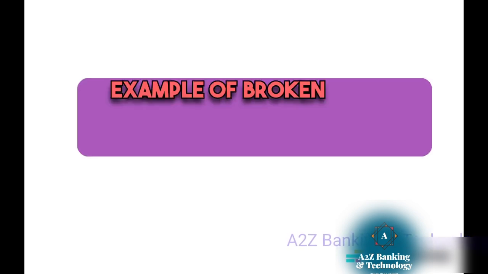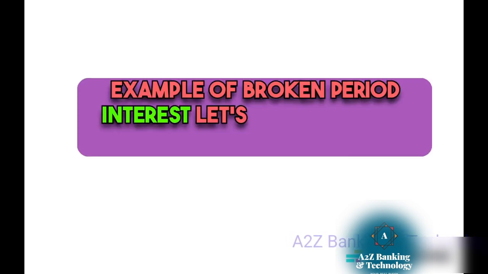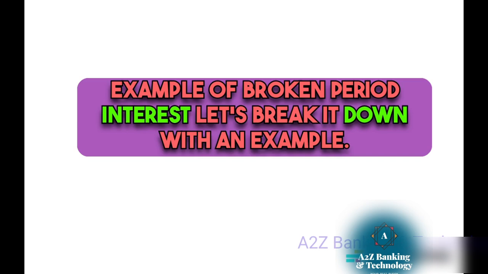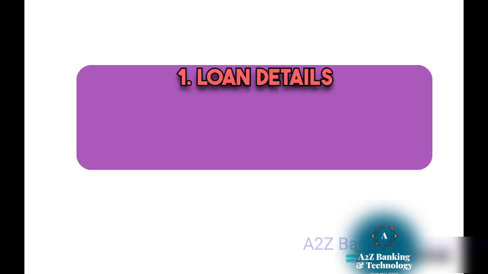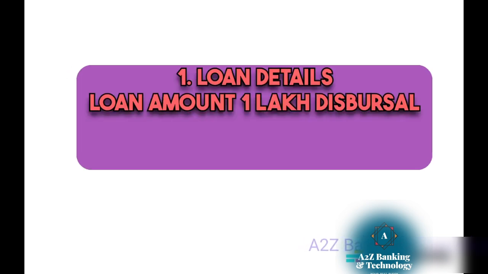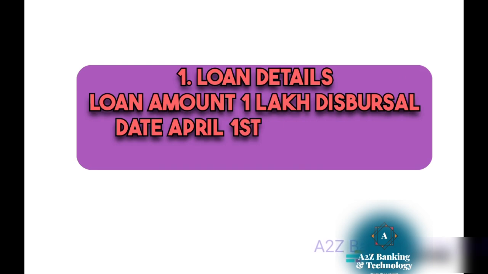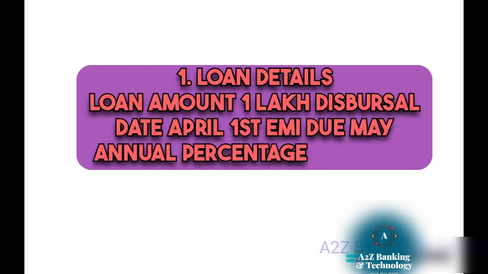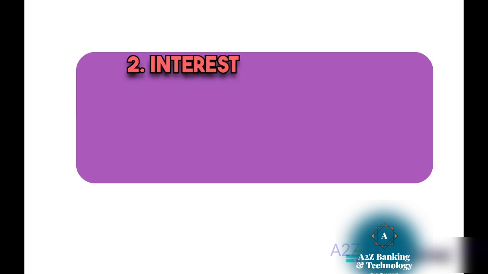Example of broken period interest. Let's break it down with an example. 1. Loan details: Loan amount 1 lakh rupees, disbursal date, first EMI due, May, annual percentage rate, APR, 10%. 2. Interest calculation.